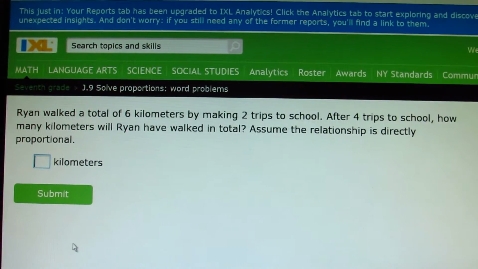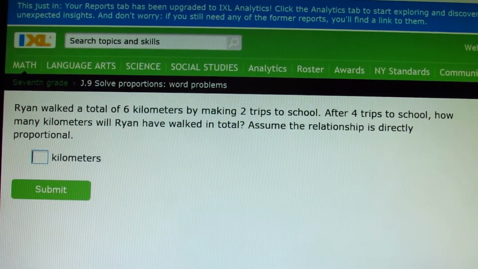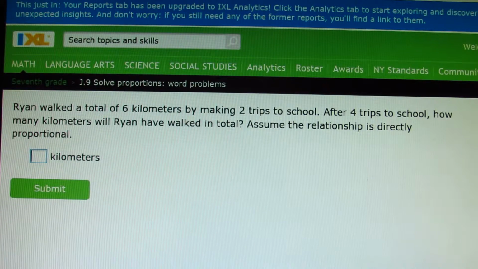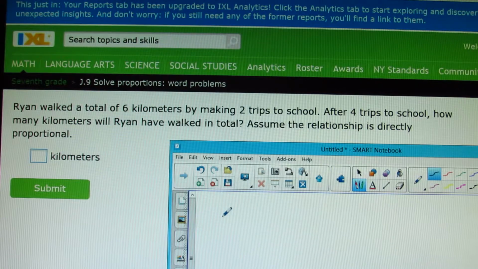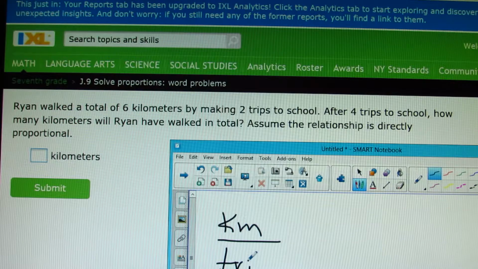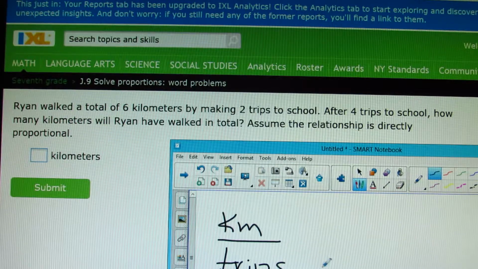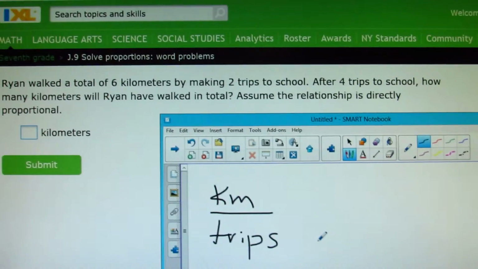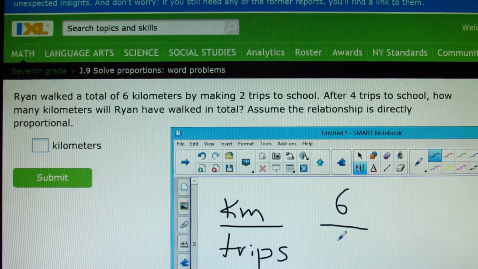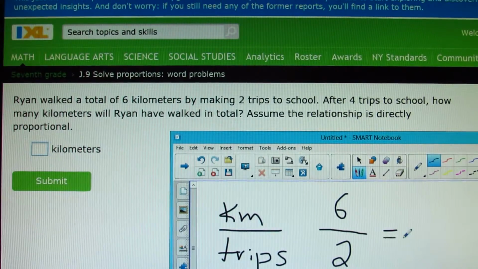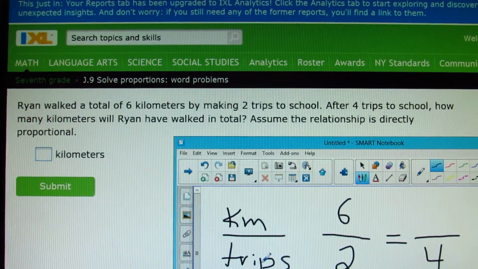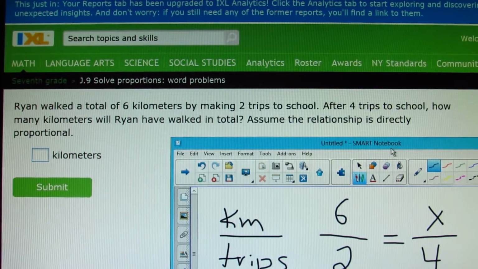Ryan walked 6 kilometers by making 2 trips to school. After 4 trips to school, how many kilometers will Ryan have walked in total? Okay, so this time I'm comparing kilometers with trips. That's the words that have been repeated more than once in this problem. Okay, so according to the first sentence, 6 kilometers, and I used 2 trips. The next sentence says I took 4 trips, so the 4 is going to go here in the denominator because it's where trips are, and an x will go here in the numerator.